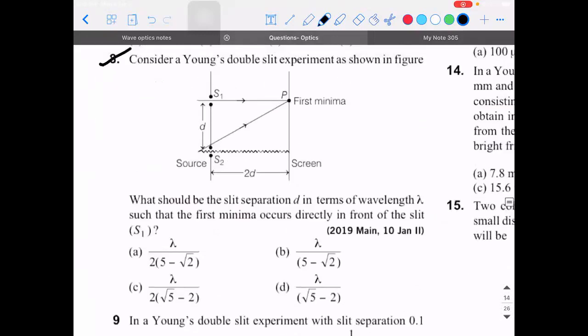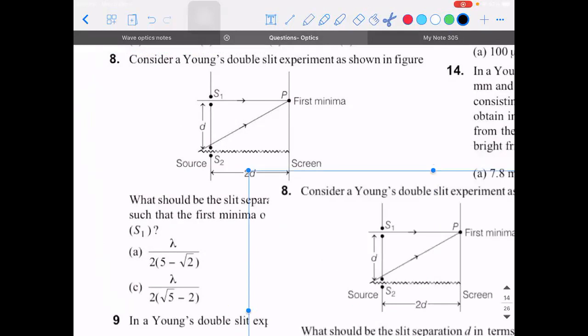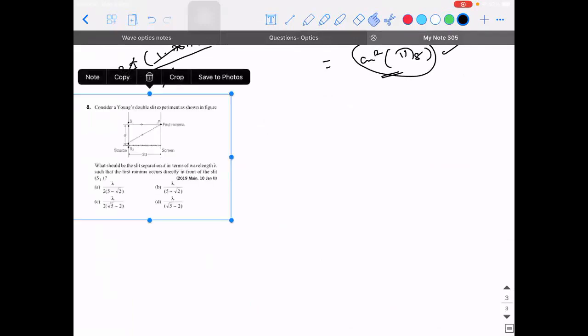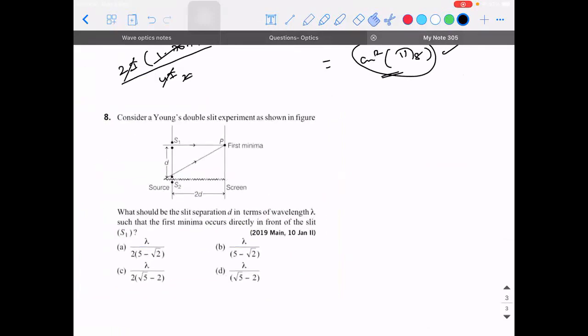Do the next one. Consider a YDSE experiment as shown in the figure. What should be the slit separation d in terms of wavelength lambda such that the first minima occurs directly in front of the slit S1? It's a good question. Read the question. Do you understand what they are asking? You need to maintain the slit separation in such a way that the first minima is formed exactly opposite to the slit S1. So how is it possible?